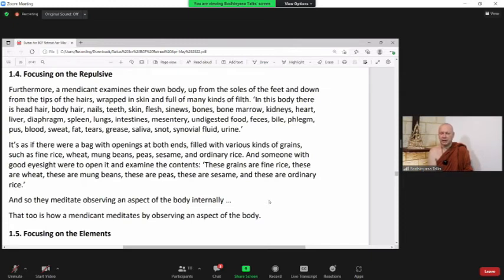Breath meditation, by contrast, is found much more often. Breath meditation is a fundamental part of the path, whereas this is not fundamental in quite the same way.